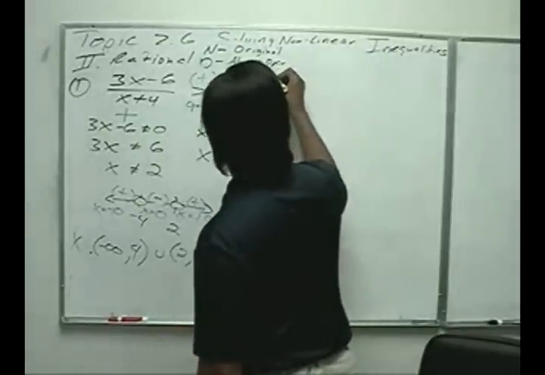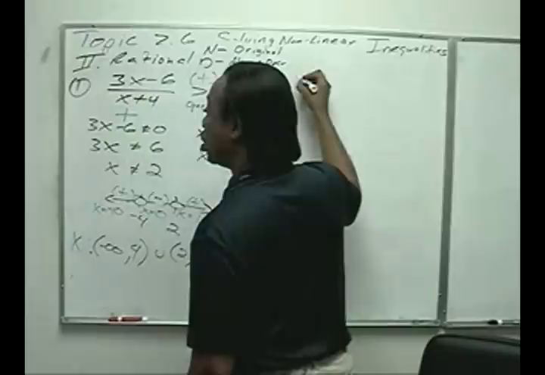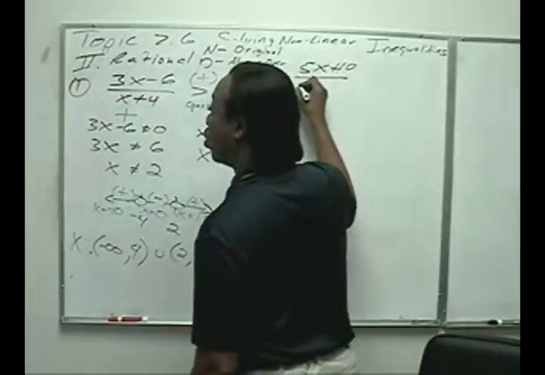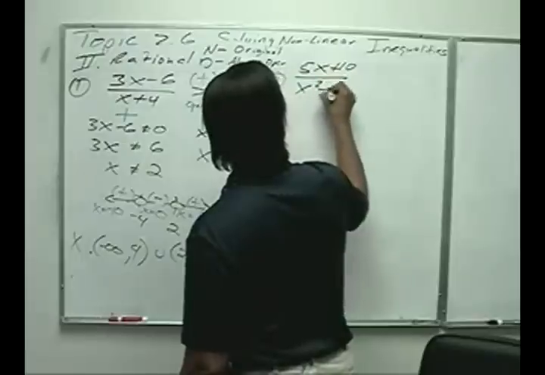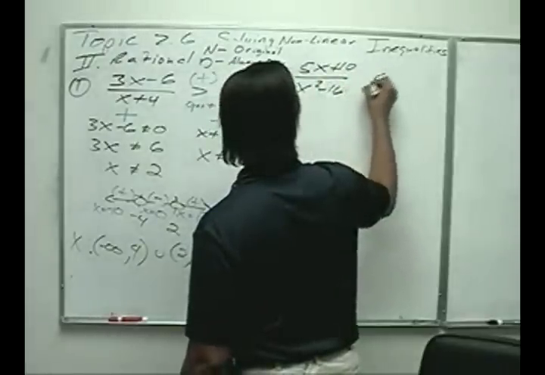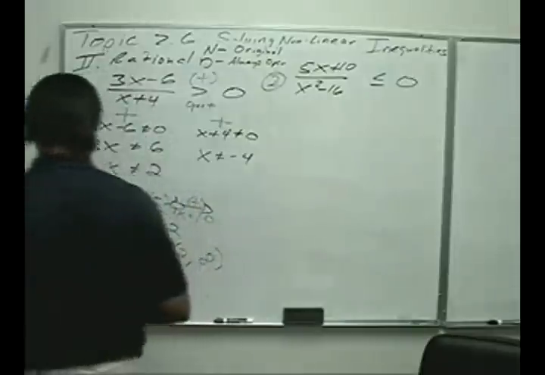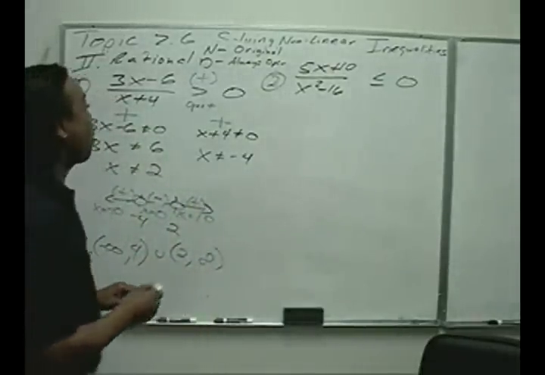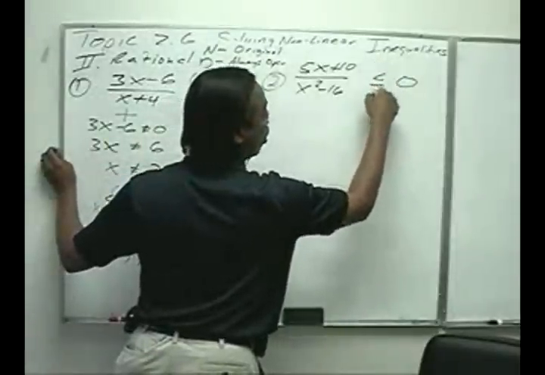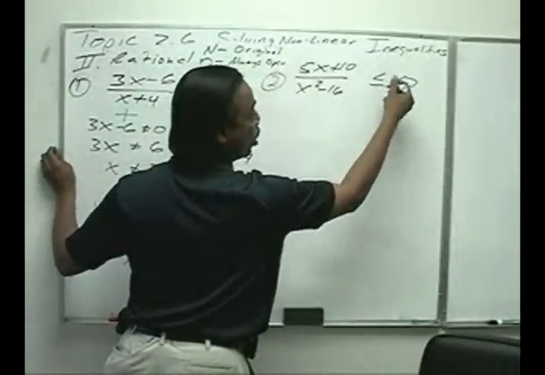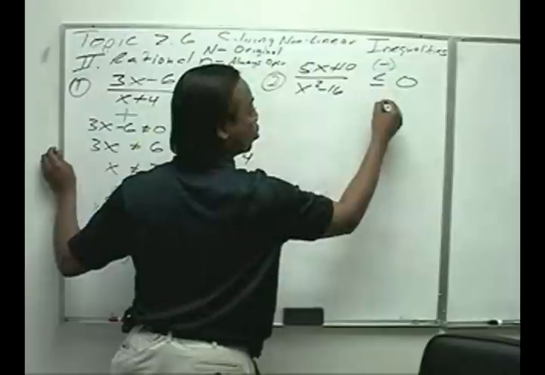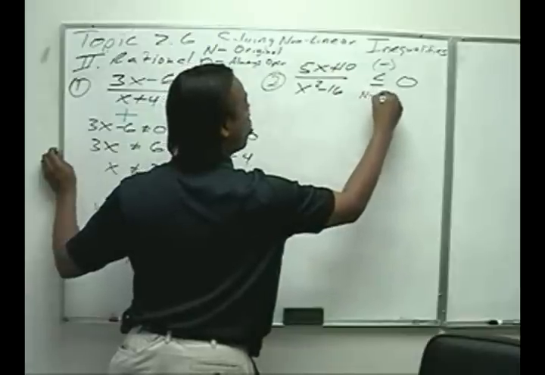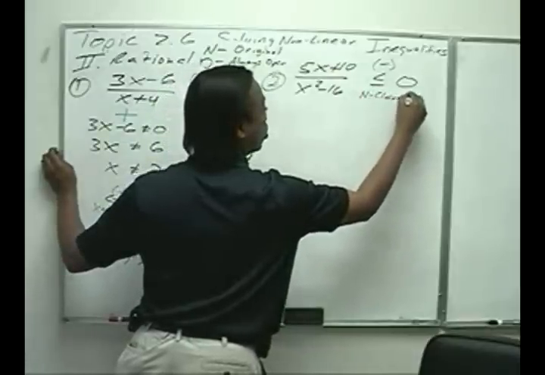Take a look at number 2. Number 2, we have 5x plus 10 all over x squared minus 16, and this is going to be less than or equal to 0. Okay, a little bit of analysis. Since this is set less than 0, we're looking for negative numbers. Here, we have an equal sign, so that means that the numerator will be closed.